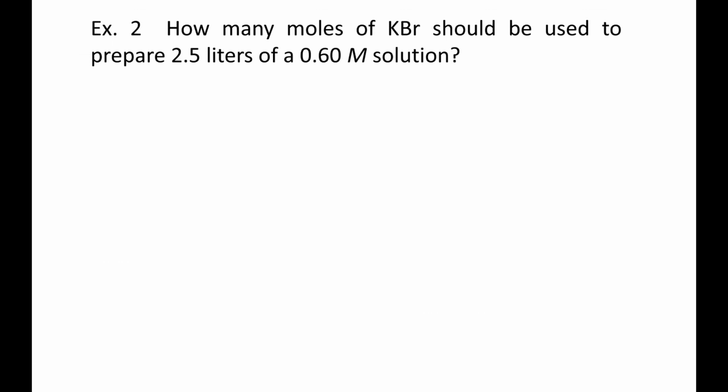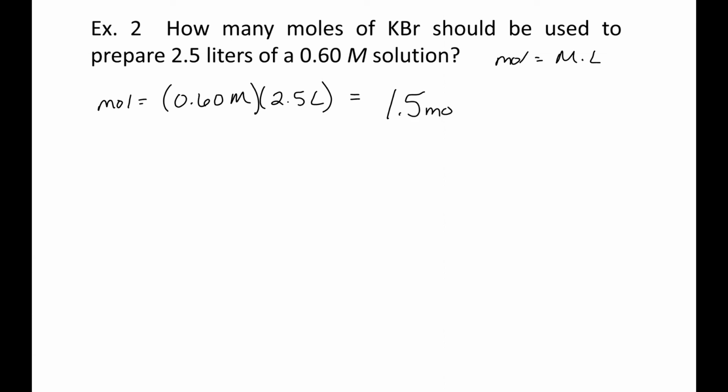How many moles of KBr should be used to prepare 2.5 liters of a 0.60 molar solution? So we are looking for moles. So when you use our upside down P sign, it turns out that moles is the molarity times the liters. Okay? So here we have our molarity, 0.60 molar solution, and 2.5 liters. So this gives us 1.5 moles of KBr. Simple as that. This was a very simple one.